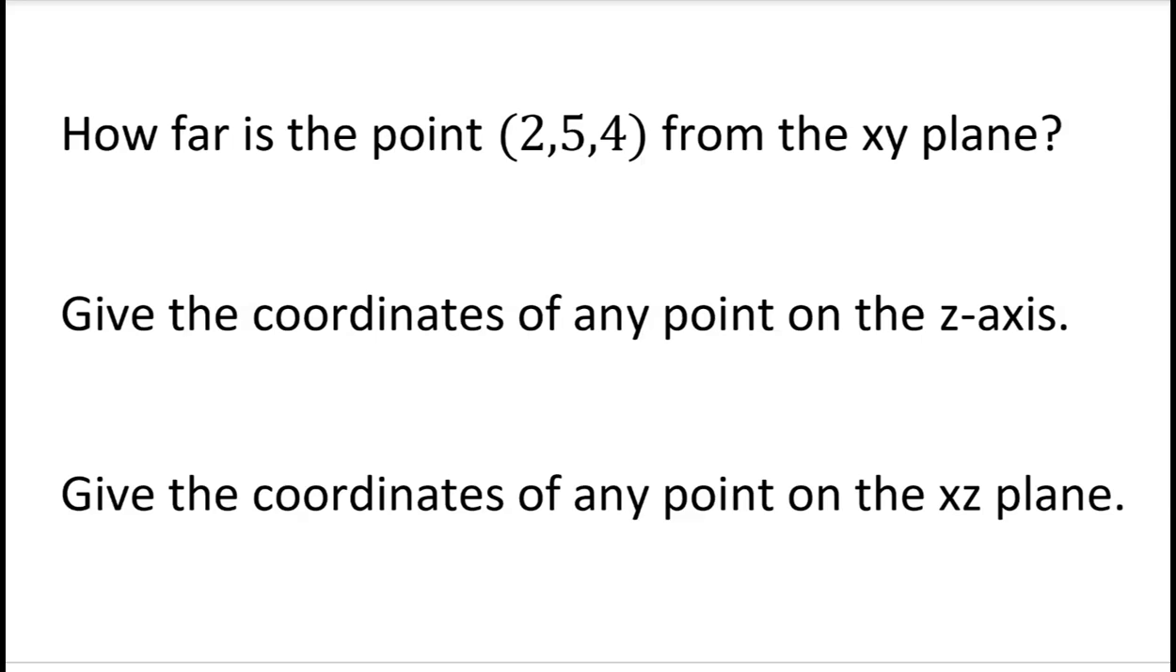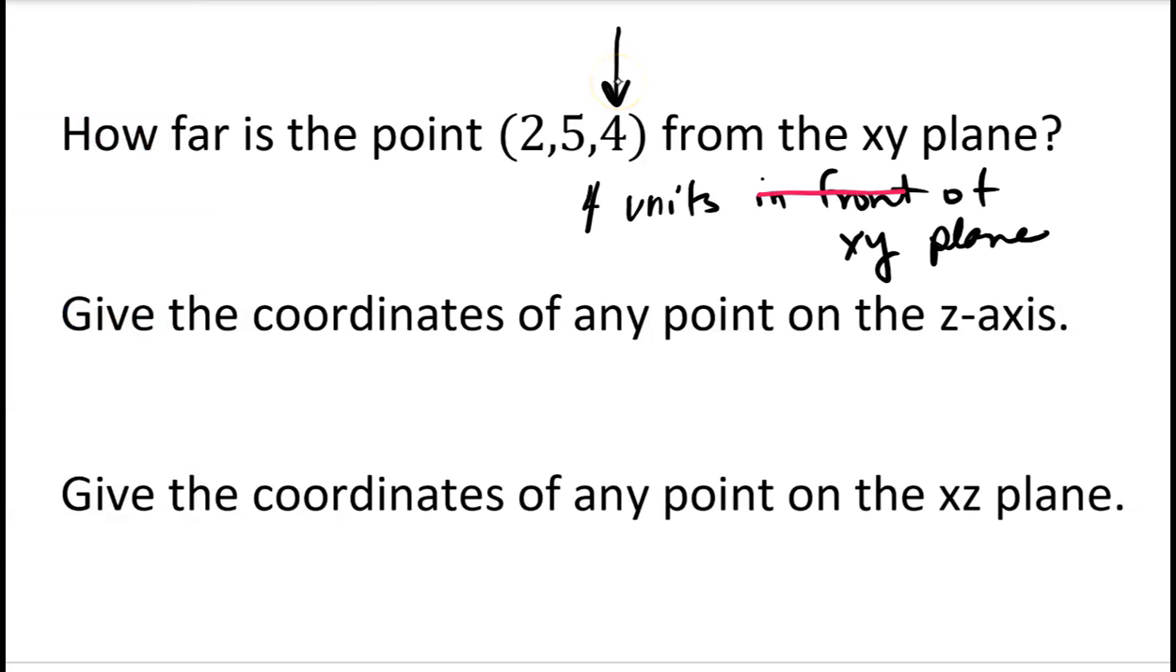Now let's figure out how far is the point (2, 5, 4) from the xy plane. So we know if we were on the xy plane, we'd have a z equal to 0. We would be 4 units actually above the xy plane since it sits flat.